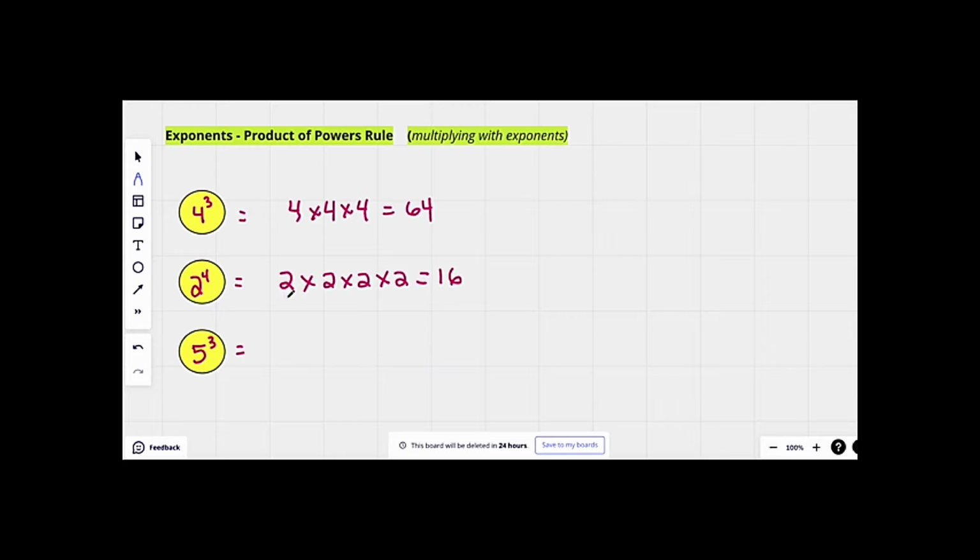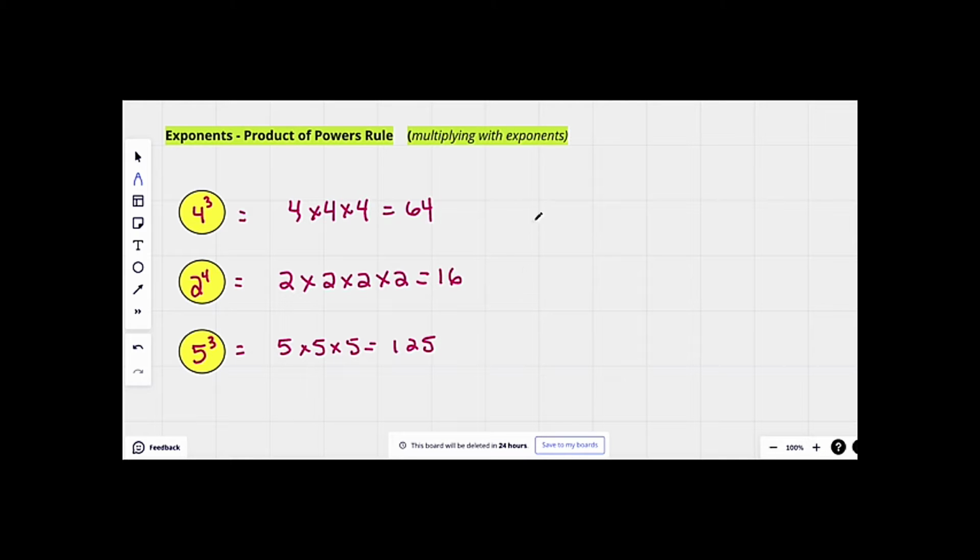We can do that with a calculator, of course. We could go, okay, 2 times 2 is 4, 4 times 2 is 8, and 8 times 2 is 16. And 5 to the power of 3, again, is just telling us that we're multiplying 5 to itself 3 times. 5 times 5 times 5, which is the same thing as 125.